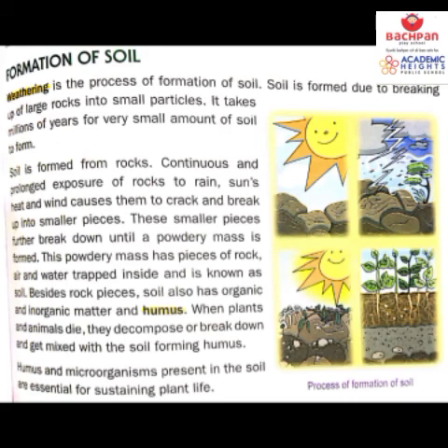Besides the rock pieces, soil also has organic and inorganic matter and humus. Humus, I told you, is very fertile, like dead and decaying matter, isn't it? When plants and animals die, they decompose or break down and get mixed with the soil, forming humus. So humus and microorganisms present in the soil are essential for sustaining the plant life.